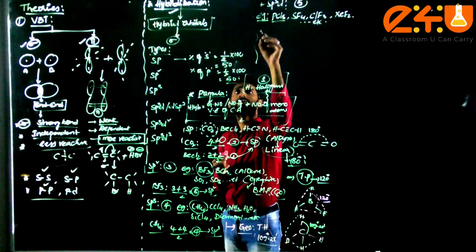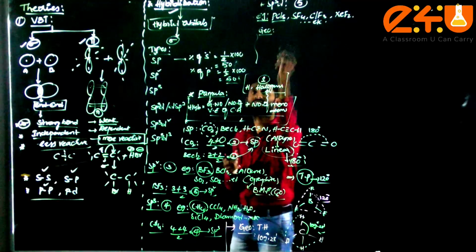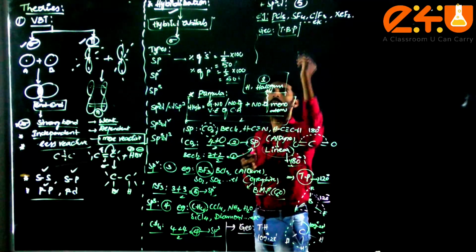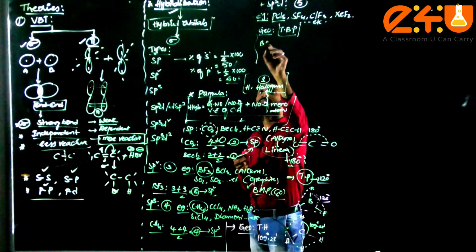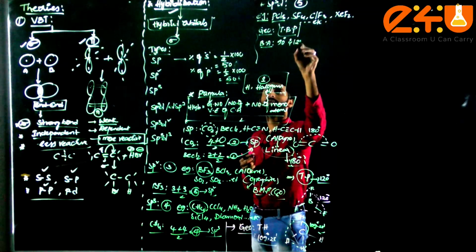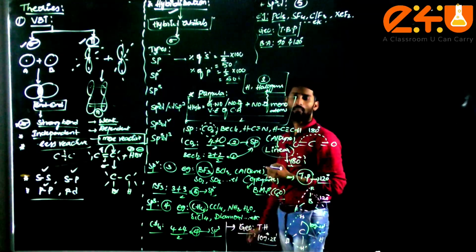Now let me take it here. Sir, what about the geometry without having any lone pairs? The geometry is trigonal bipyramidal. Sir, what will the bond angles be? Yes, bond angles are also there. The bond angles here are 90 degrees and 120 degrees.